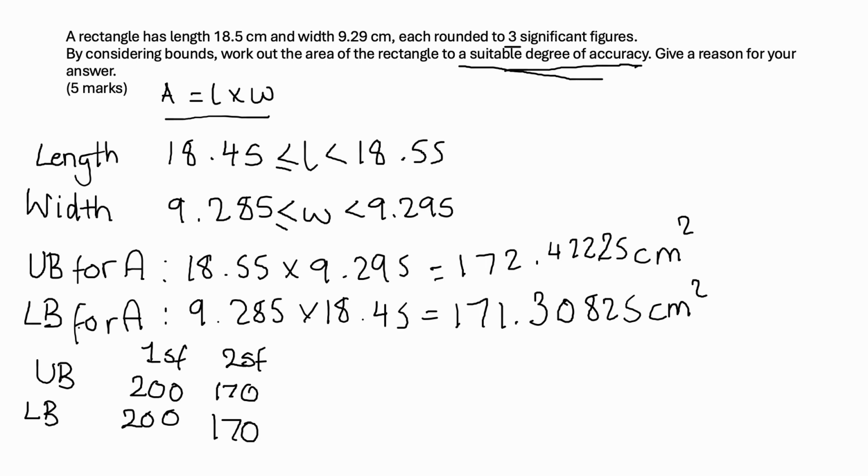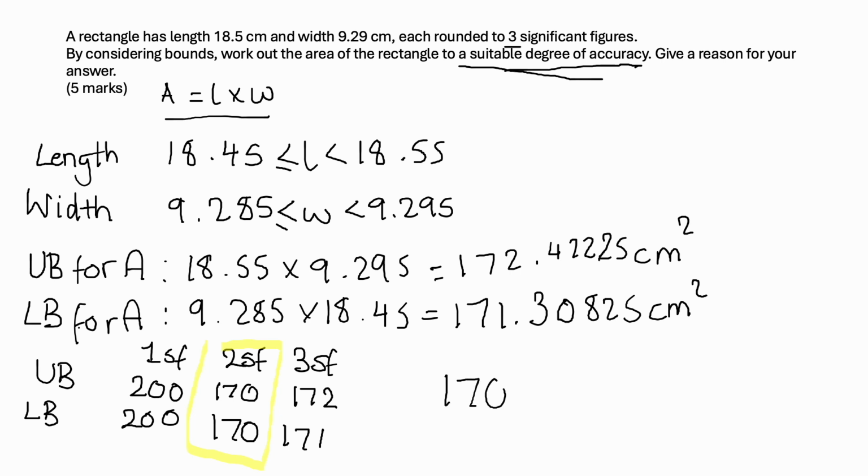Okay, they match, but can we do better? So let's look to three significant figures. 172.4225 to three significant figures is going to be 172 for the upper bound. For the lower bound, we're going to get 171. Okay, so they don't match to three significant figures. So our most accurate degree of accuracy for this question here is going to be to two significant figures as they both round to 170.